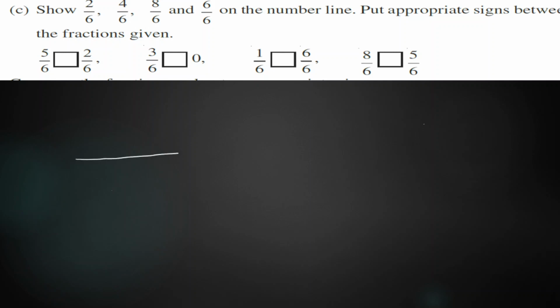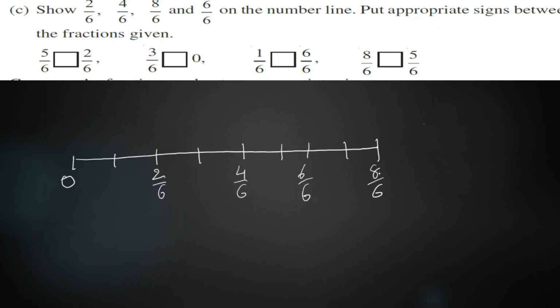Now the number line is divided into 8 equal parts. Let us assume these as 8 equal parts. Now this is nothing but 2 by 6, and this is 4 by 6, and this is 6 by 6, and this 8 by 6 is the improper fraction, so this is beyond 1.